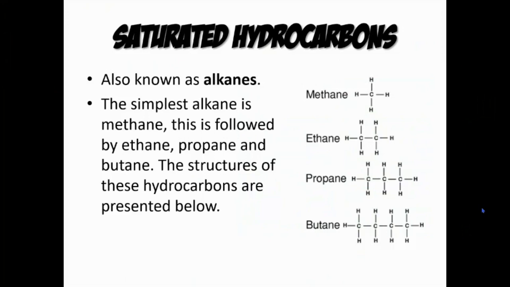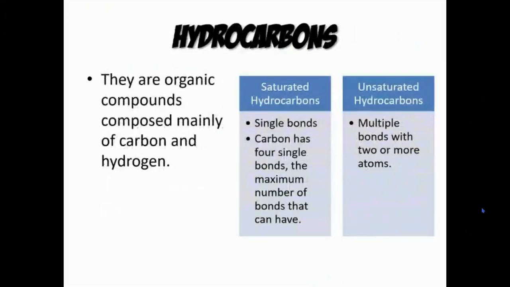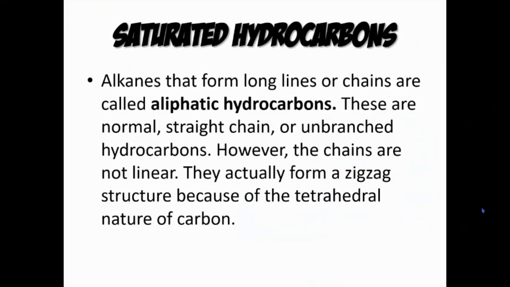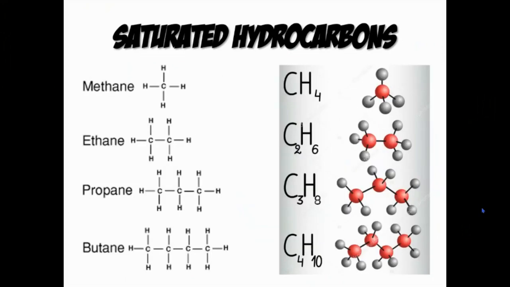Bakit siya naging alkanes? Balikan natin kasi nakita natin sa saturated hydrocarbons, ang characteristic niya is single bonds only, isang guhit lang sila. So alkanes that form long lines or chains are called aliphatic hydrocarbons. These are normal straight chain or unbranched hydrocarbons. However, the chains are not linear. They actually form a zigzag structure because of the tetrahedral nature of carbon. So ayan po ang kanilang structure as well as their molecular structure.